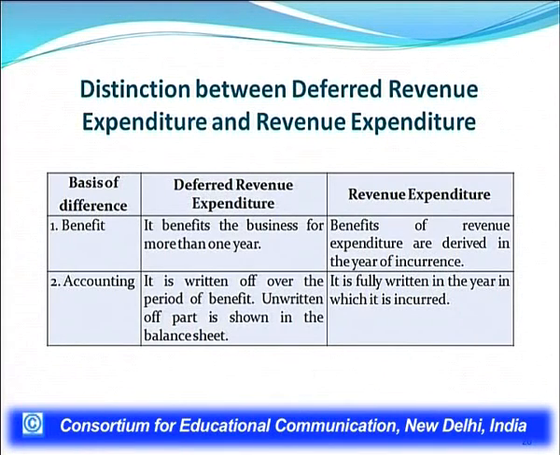And on the basis of that, the accounting treatment is also different. For revenue expenditure, the whole amount is debited to the profit and loss account in the year incurred, while deferred revenue expenditure is written off over the period of benefit to the firm on the basis of some policy and some method.